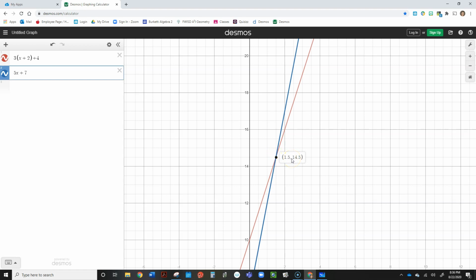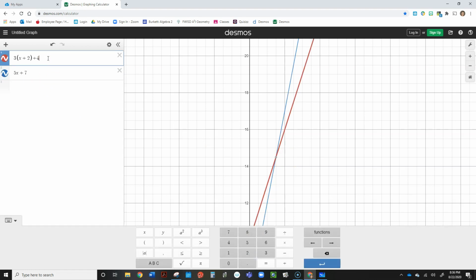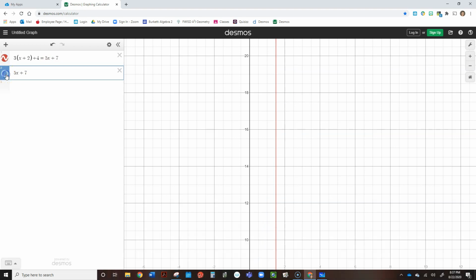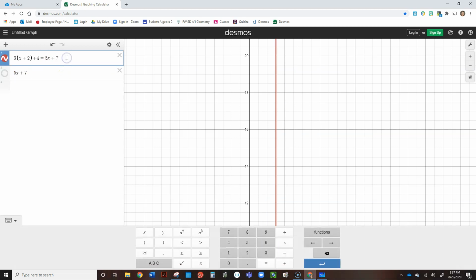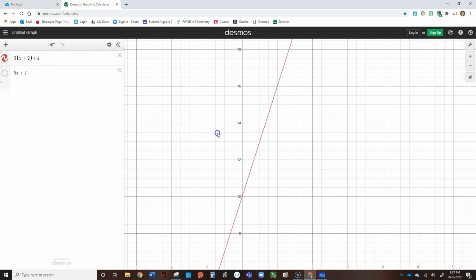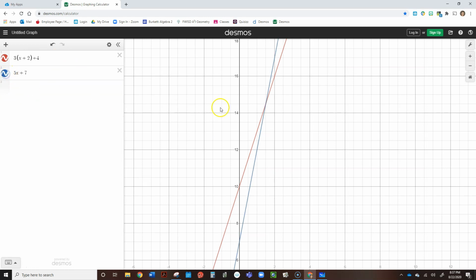And it might even, let's see, I'm going to try something. I'm going to go ahead and put the equal sign right there and type in 5x plus 7. And I'm going to turn that off. No, it didn't tell me. Sometimes it would, well, yes, it's okay. So these two where they intersect, let me turn that one back on.